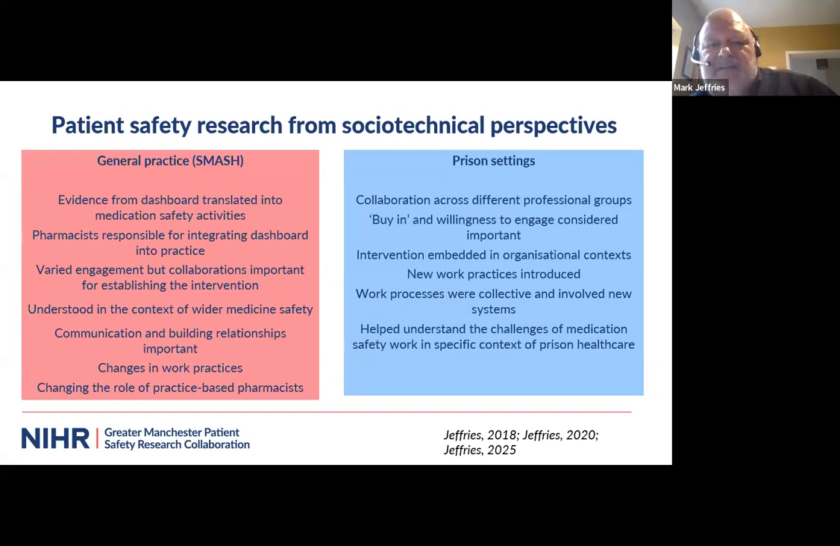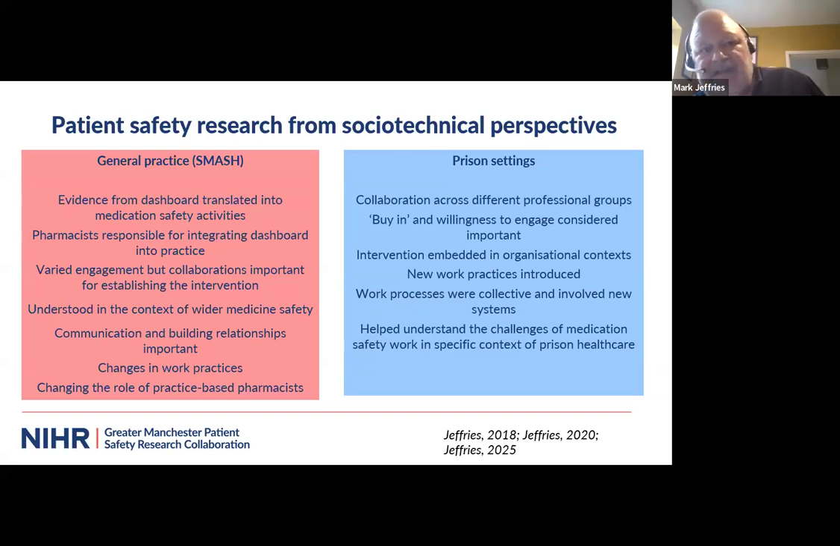But there were things about engagement, things about collaborating within that, and happening within a wider context of what medicine safety was doing. Because when they got the information, they then had to act upon it. So the technology was showing them the information about patients at risk, but then people had to act. So they had to build relationships, they had to communicate with other people, and it led to changes in work practices. It led to people doing different things.